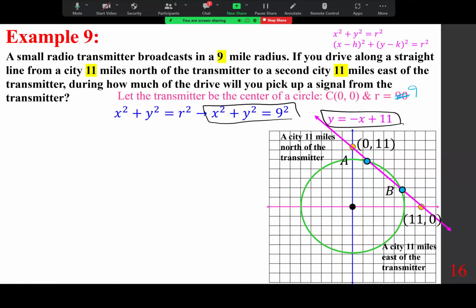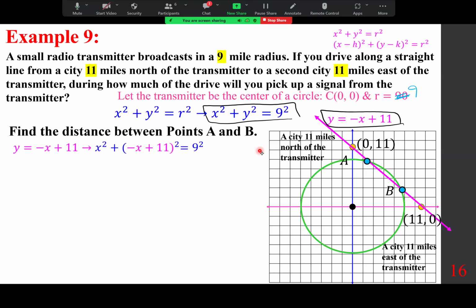So think about this. You have two equations, okay? And how do you solve this? By substitution, you replace the y with minus x plus 11. Because y is minus x plus 11, we are going to replace this. We get x squared plus negative x plus 11 squared is 9 squared.